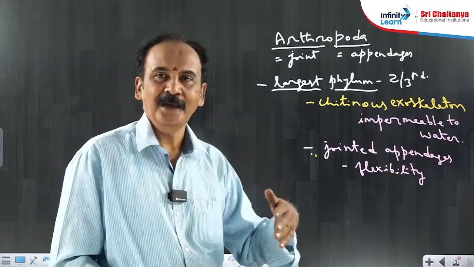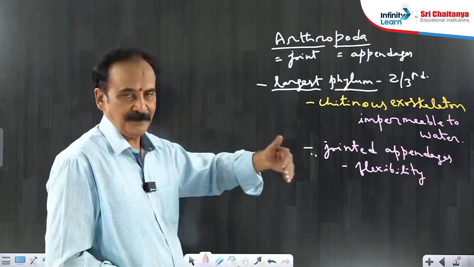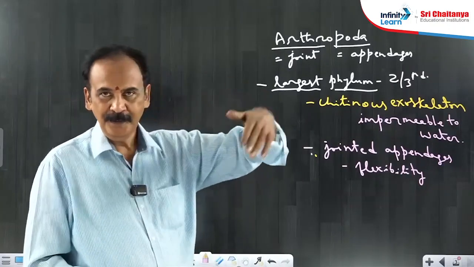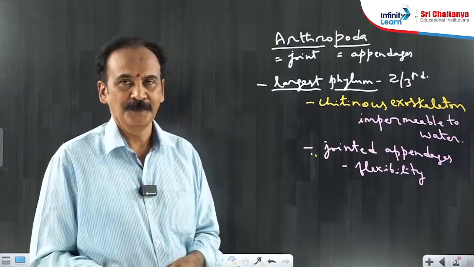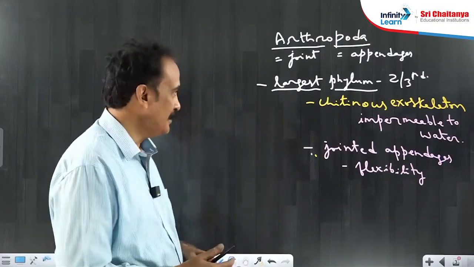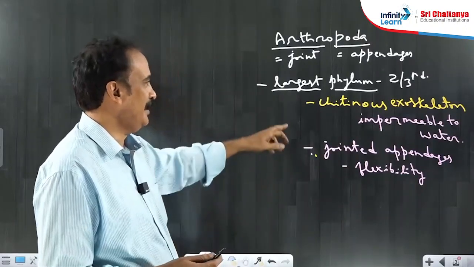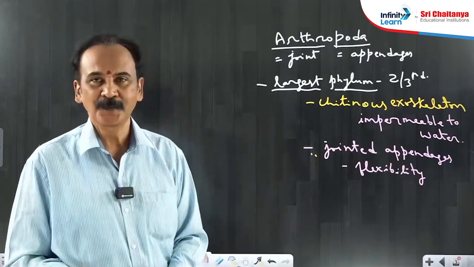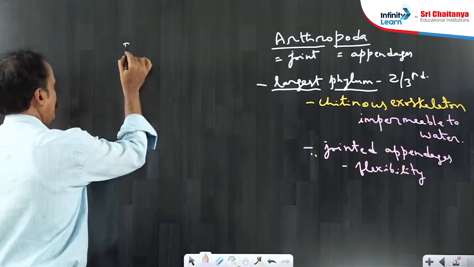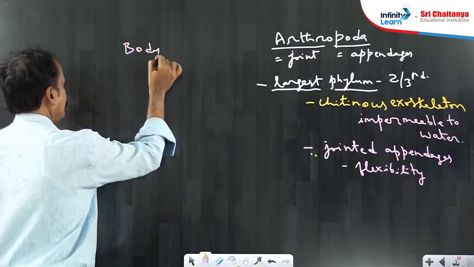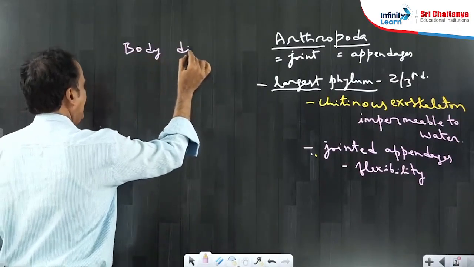Other reasons include the appearance of striated muscles. The skeletal or striated muscles have appeared for the first time in arthropods, and the other structures also help, but these are the main reasons why they could lead a successful life. In this phylum, the body is divided into functional regions.